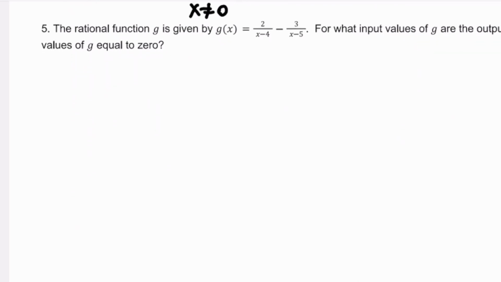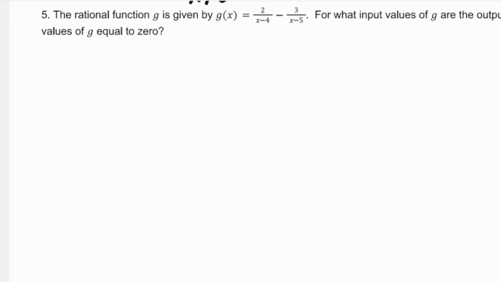All right, number 5. The rational function g is given by g of x equals 2 over x minus 4 minus 3 over x minus 5. For what input values of g are the output values of g equal to 0? That's kind of a different wording, right? Kind of weird. I didn't just come up with that on my own; we brought that in from somewhere. I thought you might need to be familiar with that wording.